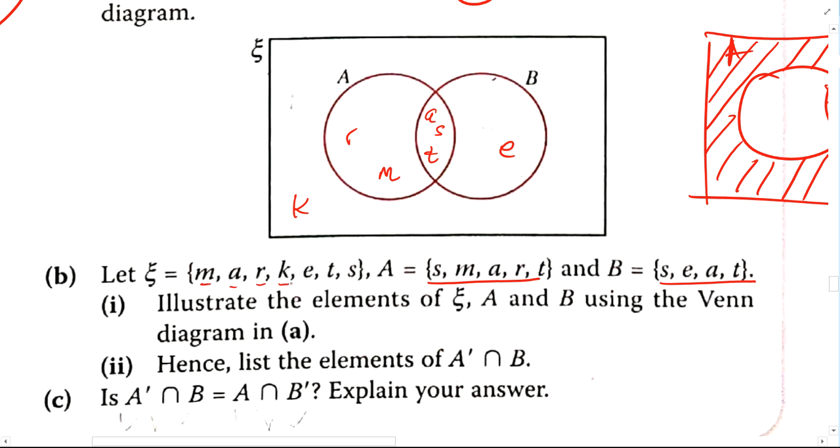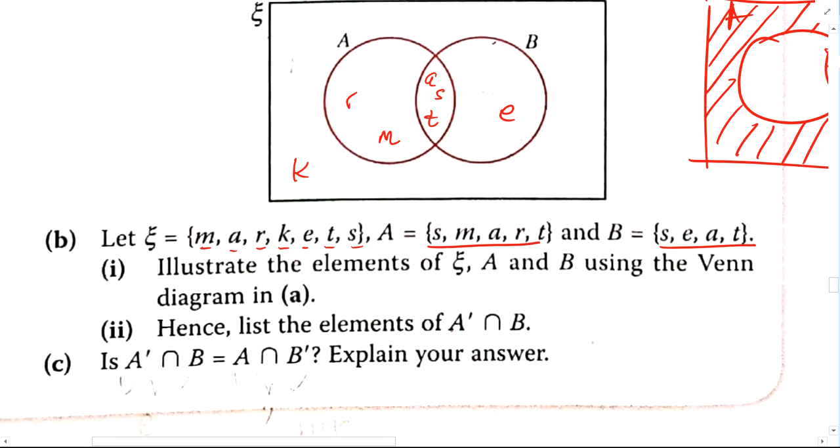Do I have everything already? 1, 2, 3, 4, 5, 6, 7. 1, 2, 3, 4, 5, 6, 7. Okay, correct. So you can check like this. Count the total number of elements, make sure you didn't miss anything out.